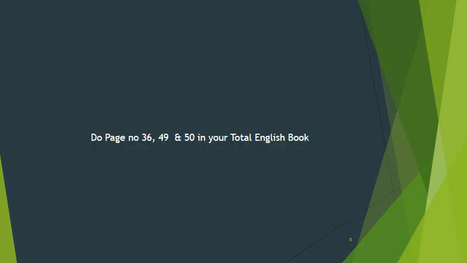Students, you will do page number 36, 49 and 50 in your total English book. We will discuss these exercises in our next interactive session.